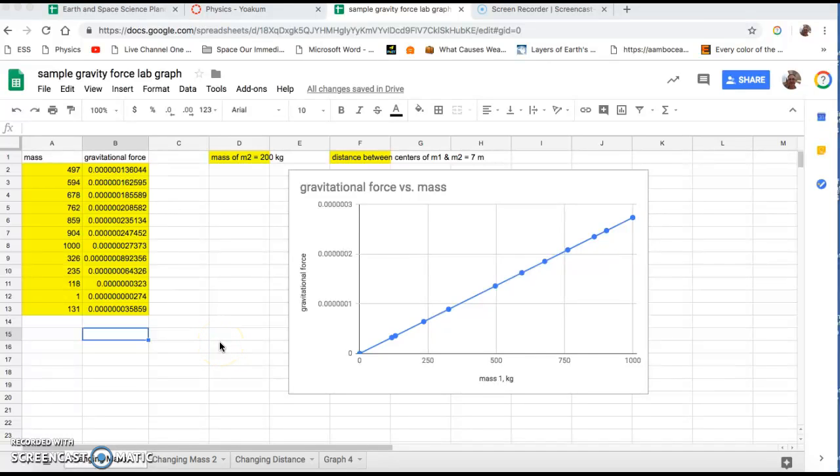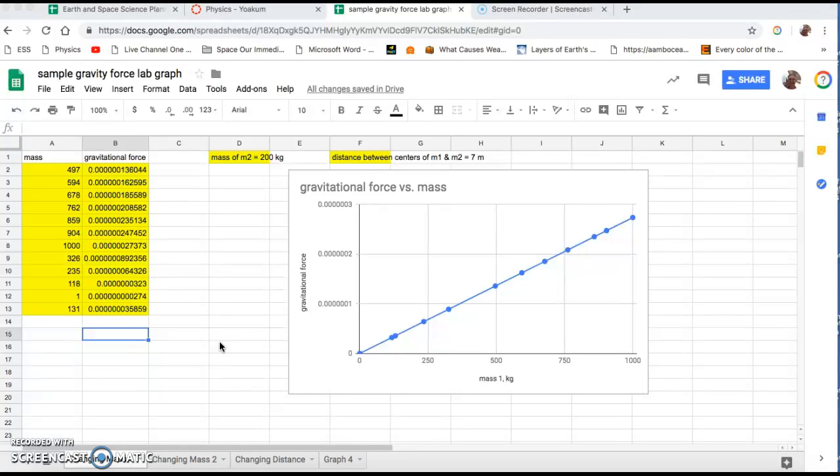Good morning. I wanted to share this spreadsheet with you. This will simplify graphing on that gravity force lab that I assigned on Friday. If you've already finished it, grand, just ignore this. If you haven't, actually if you have finished it, you might find this interesting.